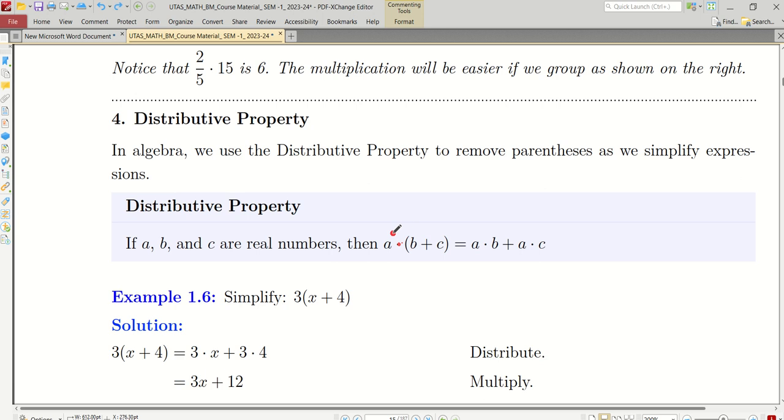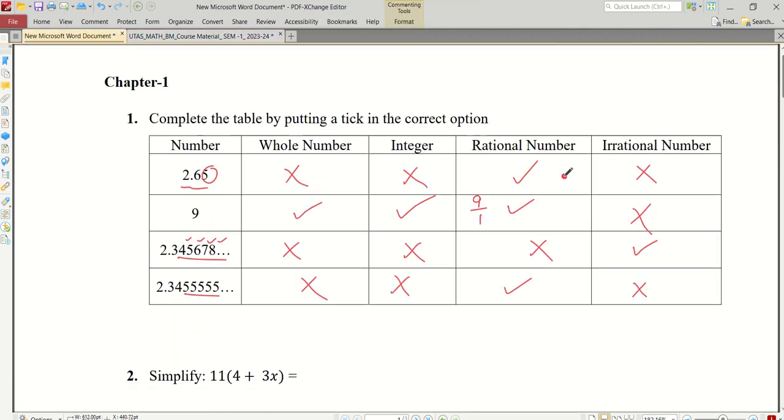So what are we doing here? Here we are multiplying it here and multiplying it here. So A into B and then A into C. This is how we are doing it. So A into B, plus A into C. And on the basis of this, I have prepared one question.